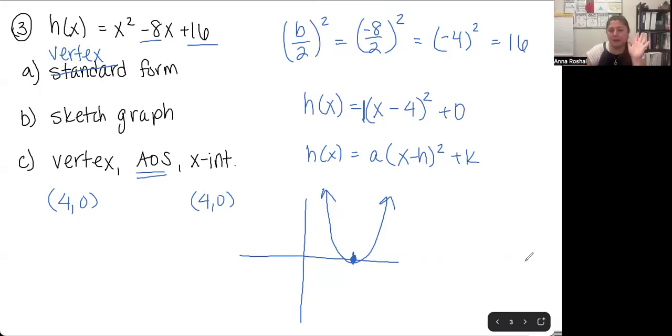So yeah, I think that's it. I think we've put it into vertex form, but this is already standard form. We've graphed the function. Oh, our axis of symmetry is x equals 4, because our axis of symmetry is wherever my vertex is on the x line. And since my vertex is on the x-axis, I know that I don't have any other x-intercepts because the vertex just hits the graph one time.